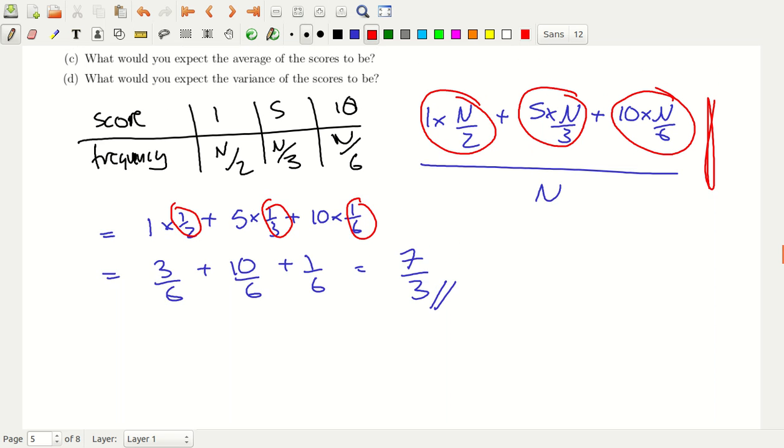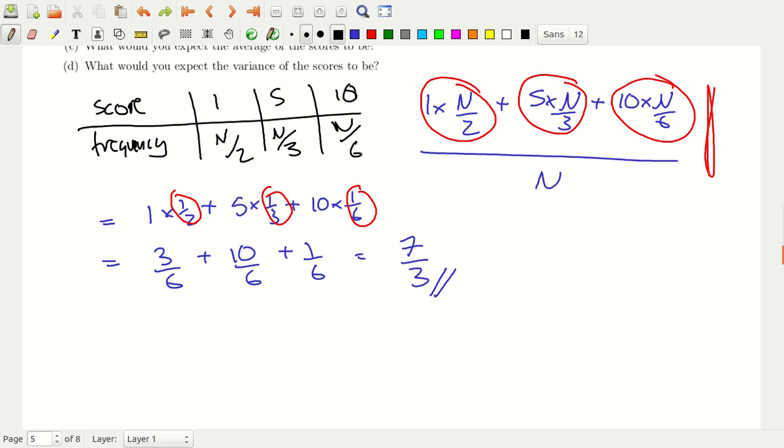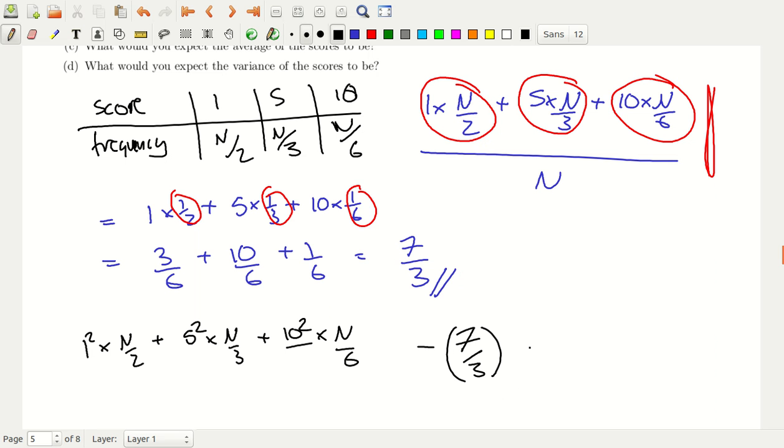Variance, a little bit trickier. I'll do it with the n's again, so I'll do it using the table in black, and the slogan, mean of squares minus square of means. So how do we do that? Well, we do 1 squared times n over 2, plus 5 squared times n over 3, plus 10 squared times n over 6, the number of those, minus the mean squared. And the mean we expect is just 7 over 3, so 7 over 3 squared, like that.